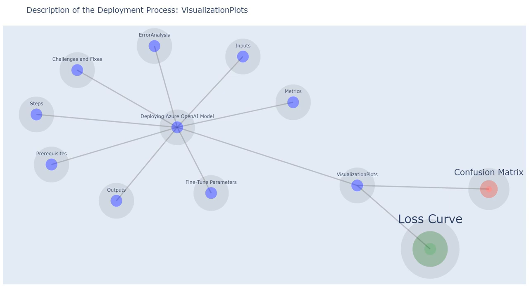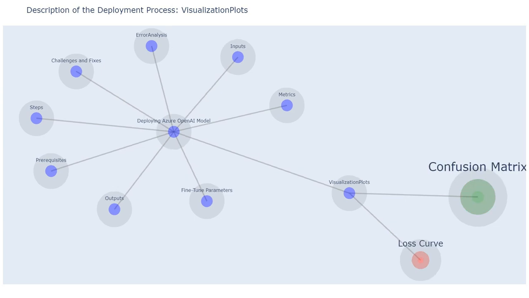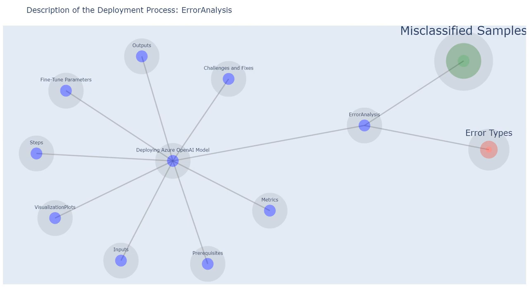Visualization plots. Loss curve. This plot visualizes the model's training loss over time, providing insights into how well the model is learning and improving during training. Confusion matrix. This plot displays the distribution of correct and incorrect predictions, highlighting the model's performance across different classes and its potential biases. Error analysis.